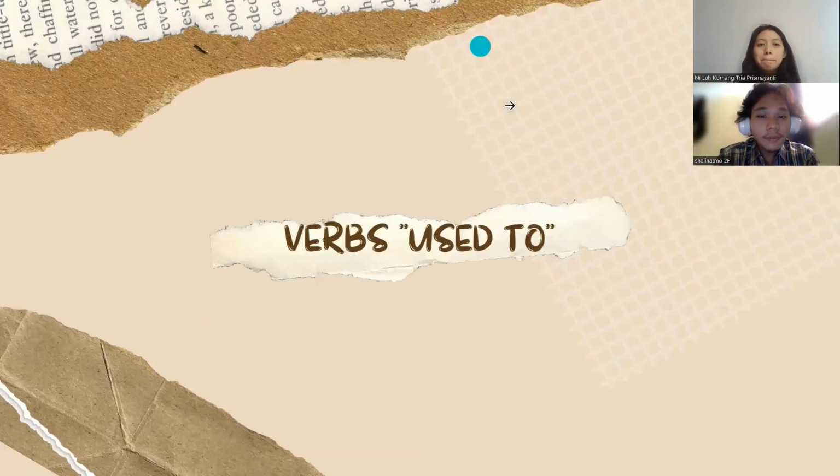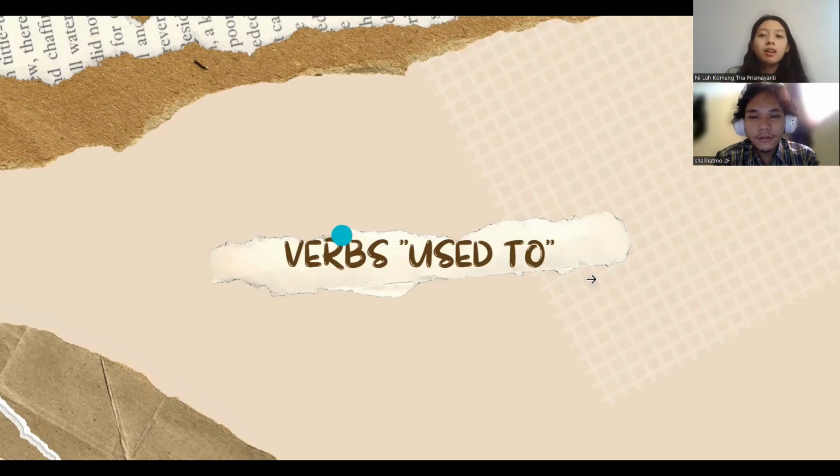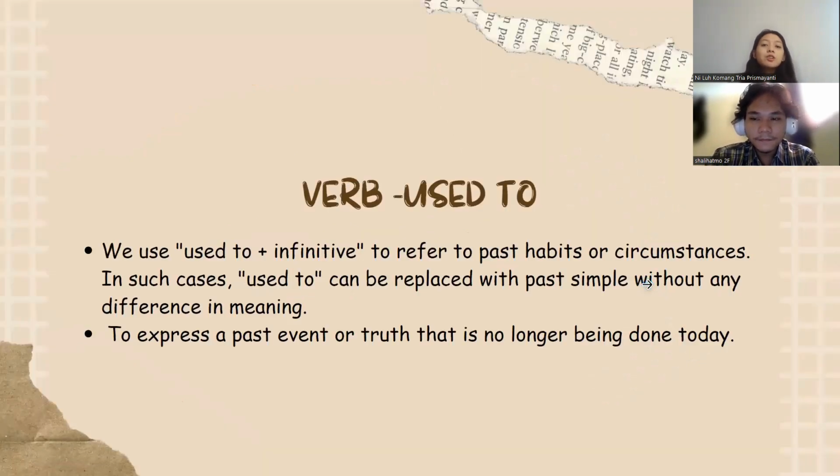Next, verbs used to. Okay, I will explain verbs used to. Verb used to is used to refer to past habits or circumstances. In such cases, used to can be replaced with past simple without any difference in meaning. Verb used to is also used to express a past event or truth that is no longer being done today.